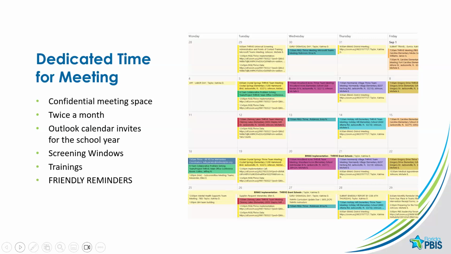I am in the second year of cohort 1 on the 9 elementary schools. And I can say with full confidence, these people are used to meeting twice a month with me. It goes really, really smoothly. The first year I was shocked because I had previously just worked with middle school. These people are very, very committed to the work, and it's exciting to see that. So dedicated meeting time sets the foundation. It's going to happen.